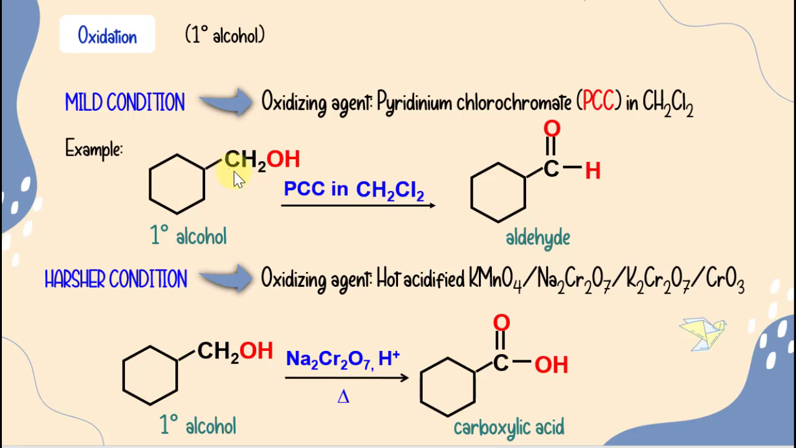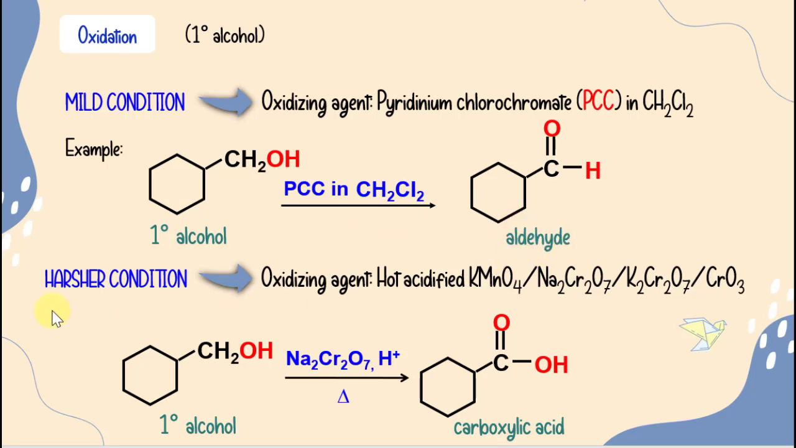So only one of the hydrogens attached to the carbon bearing the OH group will be oxidized. That's why we are going to get an aldehyde. So primary alcohol in mild condition, which is by using PCC in CH2Cl2, will produce an aldehyde.